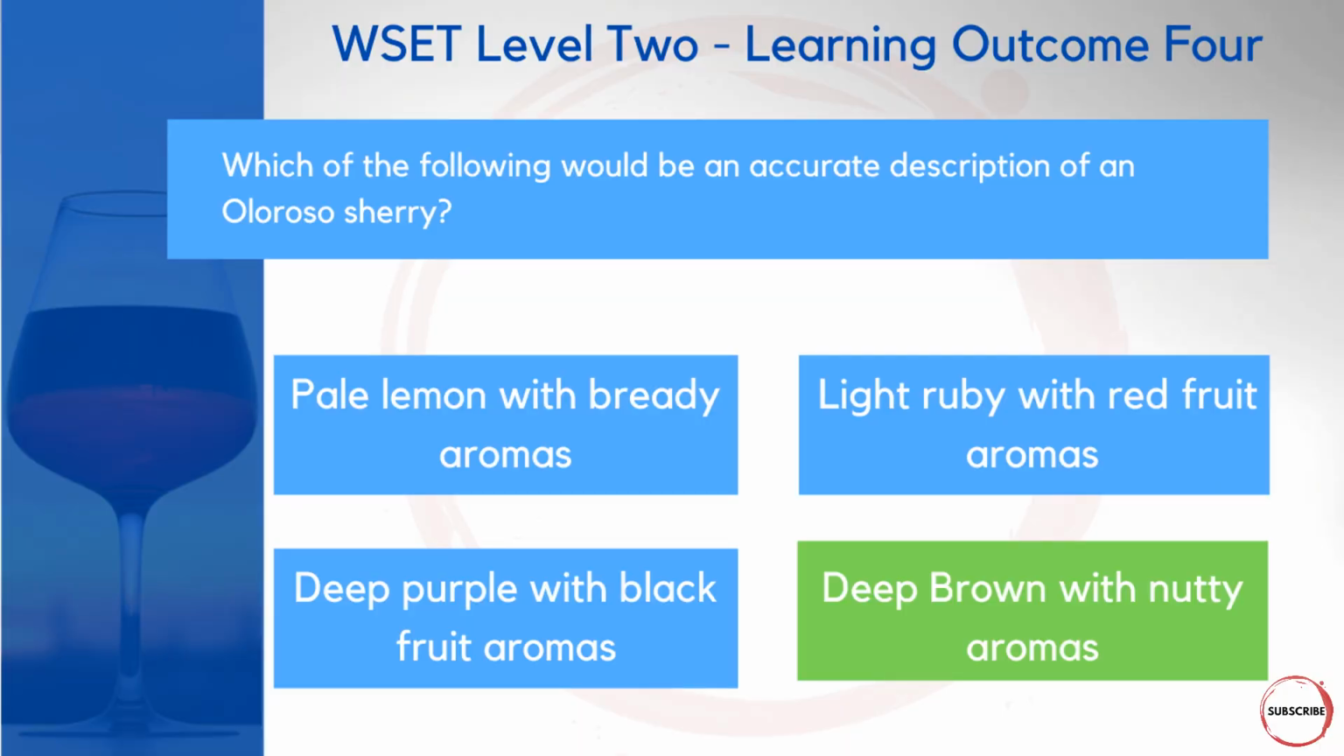What you need to do as part of this question is to recall the production methods for Oloroso sherry, because that's going to help you understand the colour that might come out of it, but also some of those all-important aromas. Now, Oloroso sherry is an oxidative produced style of sherry, and that means you're going to end up with more nutty type aromas. So the correct answer here is deep brown with nutty aromas.